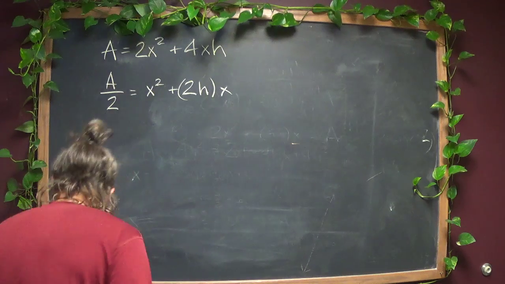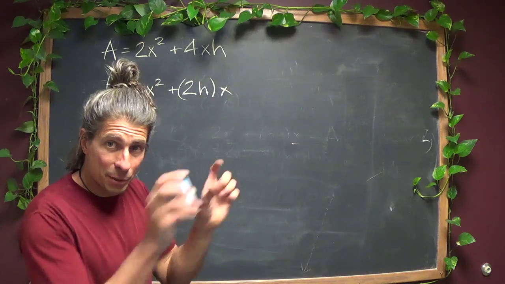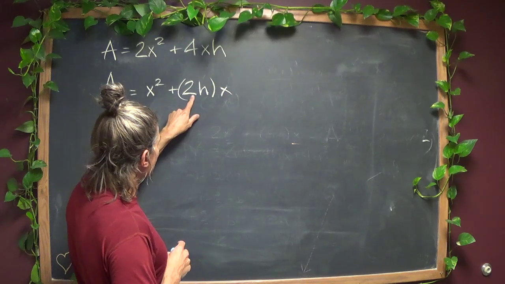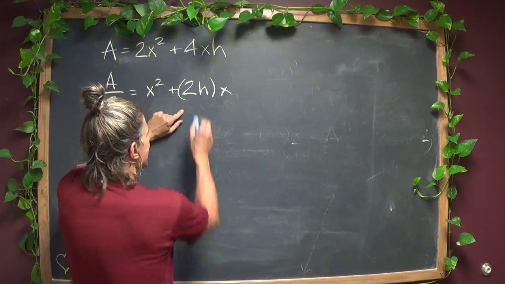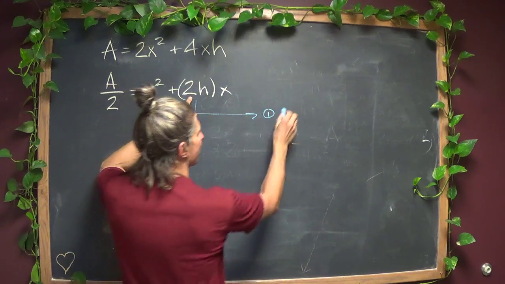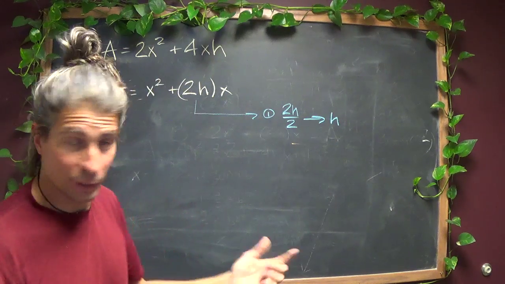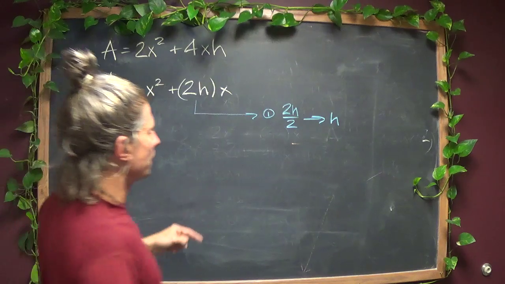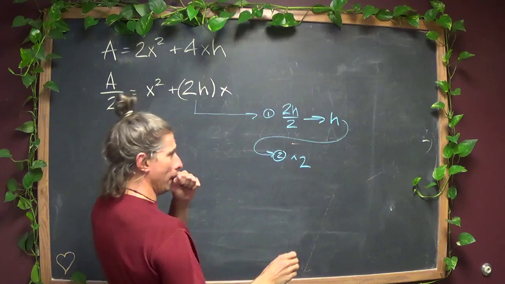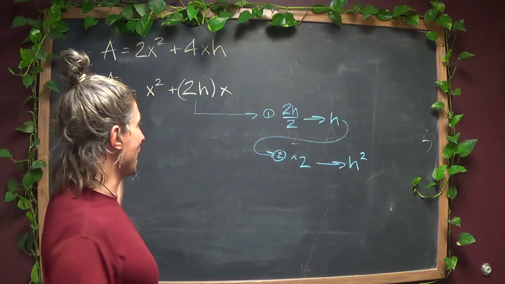Here's the reason students hate completing the square, is this next step. You're going to add a number to both sides, and that number is going to be a variable quantity. You're about to see why. You've got 2h. You take that number and cut it in half. 2h divided by 2, and you get h. The next thing you do is you take that number and you square it, raise it to the second power. So then you get h squared. That number is the number you add to both sides.